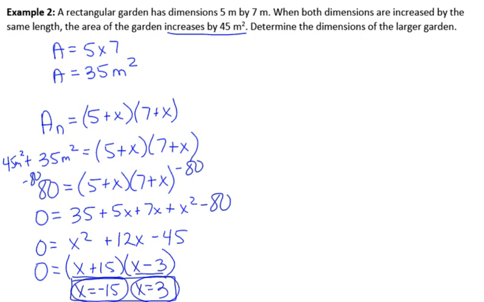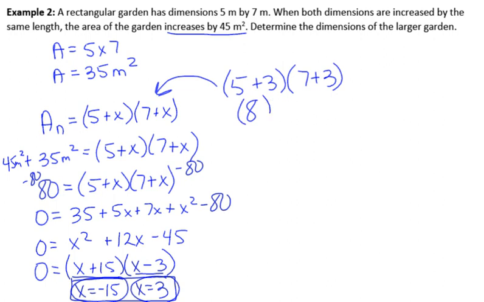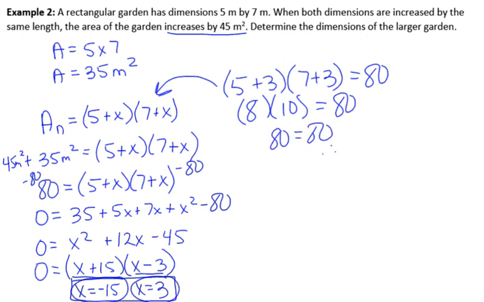So the question says determine the dimensions of this larger garden. So once we know that we're adding 3 on, what would those dimensions be? Let's go plug that back in. So into these two. So 5 plus 3 and 7 plus 3 would be 8 and 10. And that needed to equal 80 from before, 35 plus 45. And 8 times 10 is 80, equals 80, so we know, therefore, we are correct. So our new dimensions are 8 meters by 10 meters.